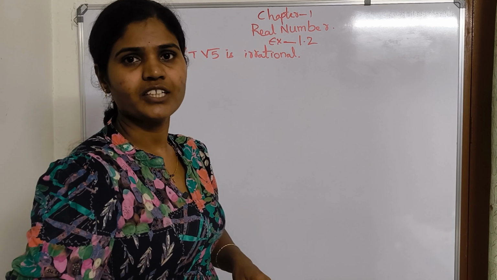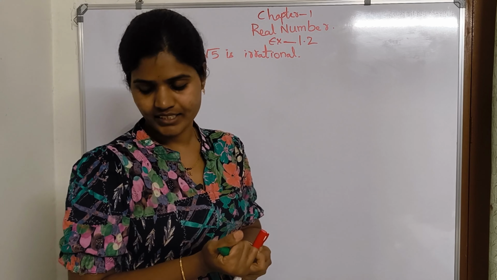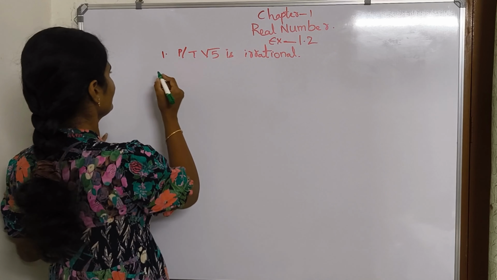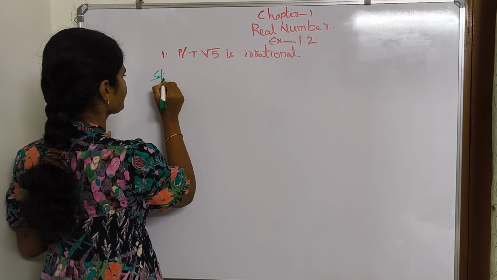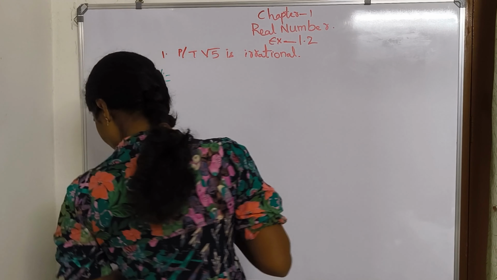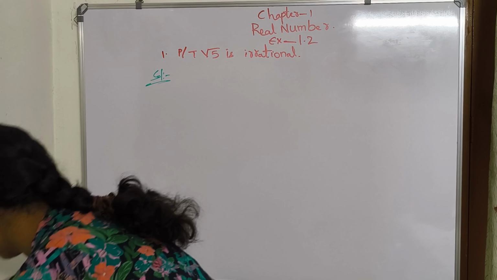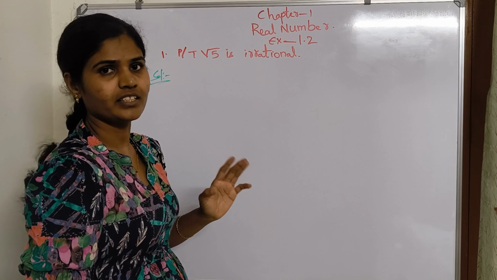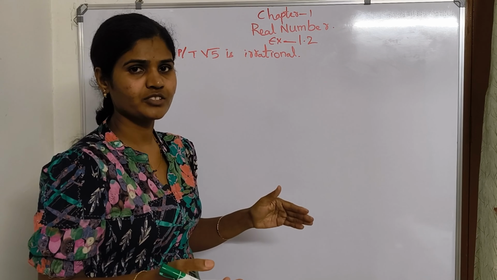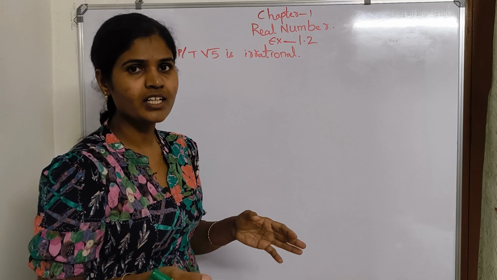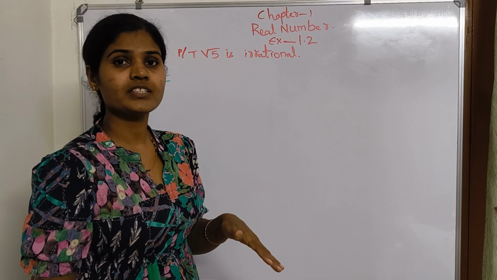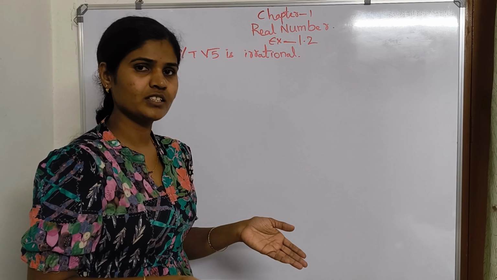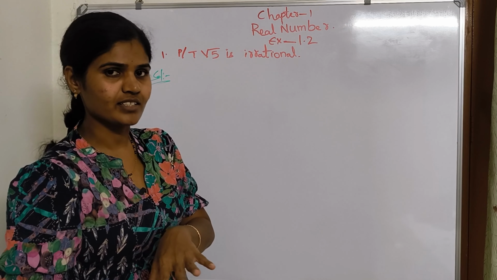First, for that we have to take a contradiction. Contradiction means false. Solution. Let us assume. We have to prove root 5 is irrational. For that, we take root 5 is rational and prove that this is false. That false means, indirectly, root 5 is irrational.